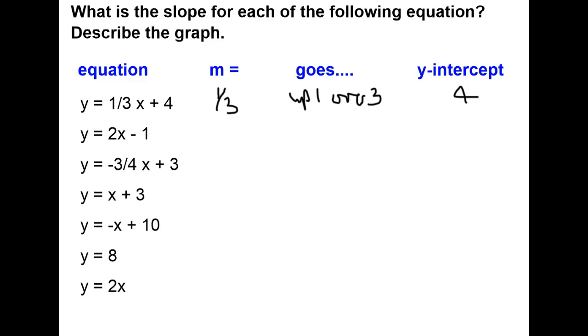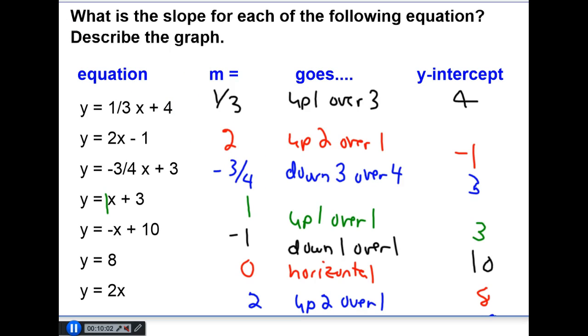Go ahead and hit pause and see if you remember how to fill in that for the rest of these. It's a pretty good review from Algebra 1 graphing. So again, sorry about the handwriting, but you can tell what the answers are here. This one has a slope of 2, and that means that it goes up 2 over 1, and the y-intercept is -1. This one has a slope of -3/4, it'll be going down 3 over 4. It has a y-intercept of 3.